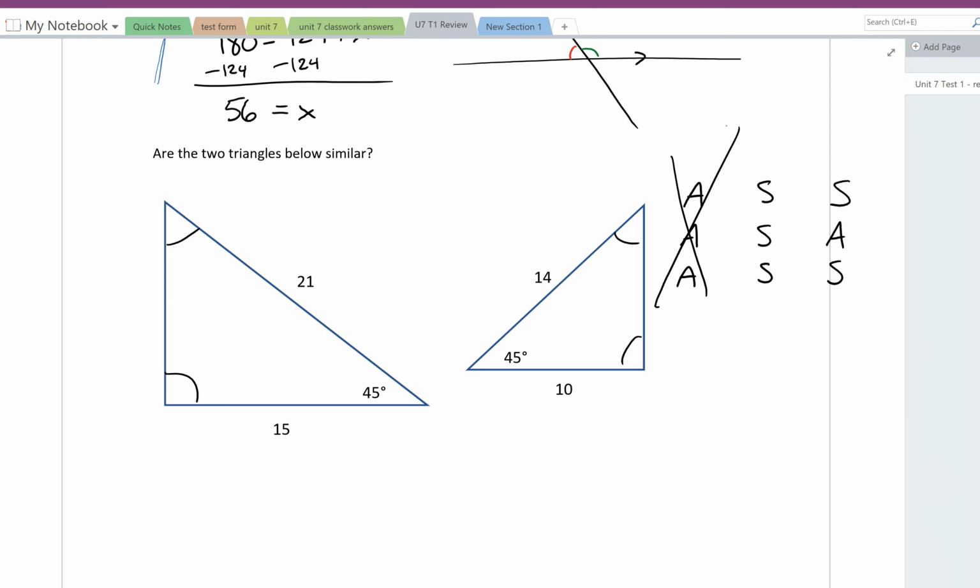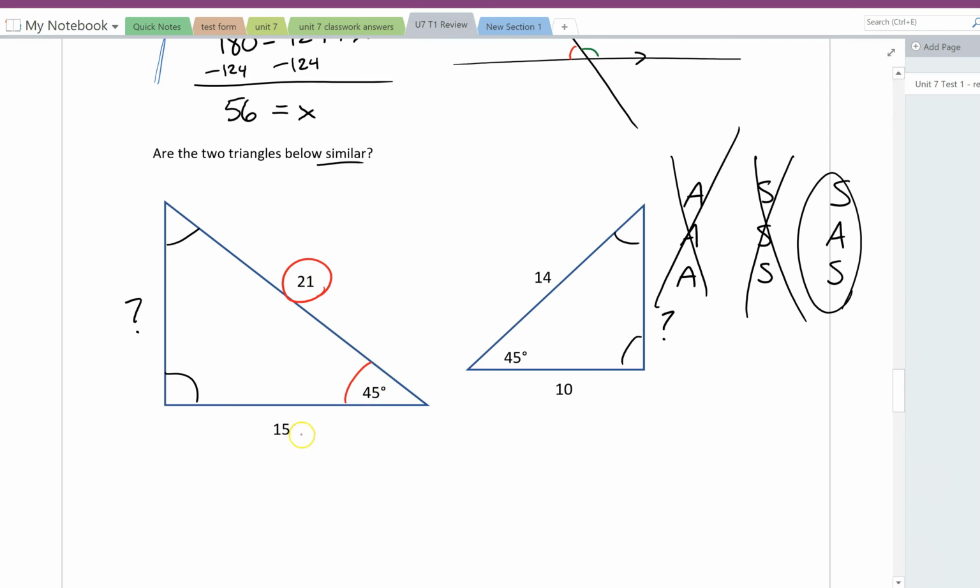What about all three sides? If I want to prove these two are similar, I may have misspoken before. I don't need all three sides to be the same. I need all three pairs of corresponding sides to have the same proportion. But to do that, I would need to know all three sides, and as it stands right now, I don't know this side, and I don't know this side over here. So side, side, side's not going to work either. My only option then is side, angle, side. And if I look at the two triangles, I can see that I do have a side, and then an angle, and then another side on this triangle, and even on the smaller one, I have a side, angle, side.